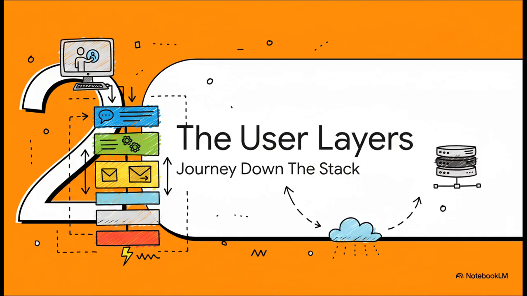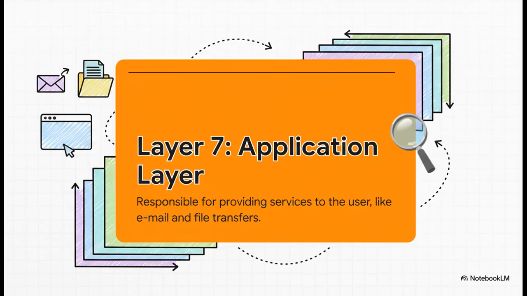All right, let's start this journey where you, the user, actually live, right at the very top of the stack. These first 3 layers are all about your software and getting your data ready for its big trip. This is the layer you actually see and interact with. It's your web browser, your email client, your messaging app. It provides the services that let you do things like send files or browse the web. Basically, if you can click on it, it's probably living here at the application layer.